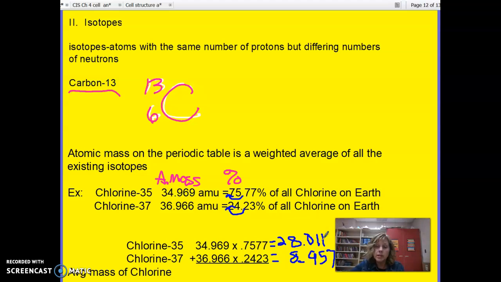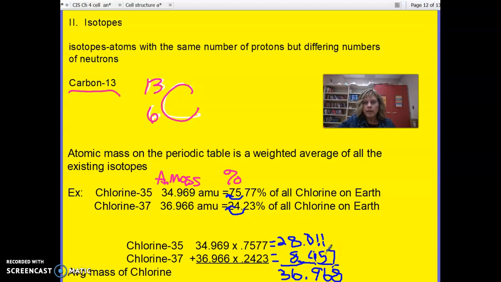Look at that number and say, does that make sense? Does that seem correct? And it really does, because if I had 34.969 times 1, it would be 34.969. But I'm less than 1, so 28 is about 3/4 of that number. That seems right. And 8.957 is about 1/4 of this number. That seems logical. And then for the average atomic mass, I simply add these up.